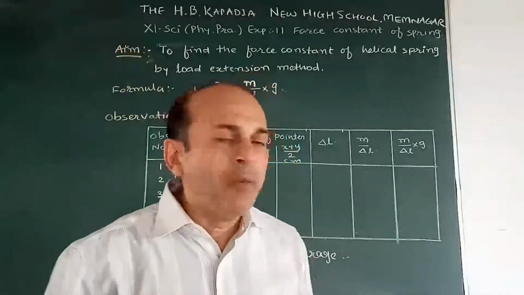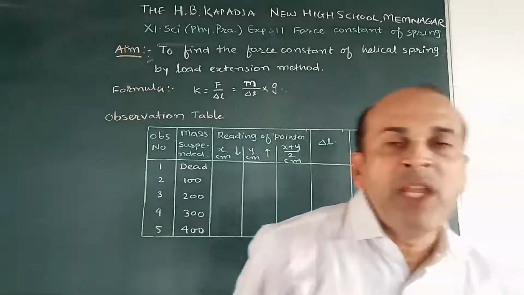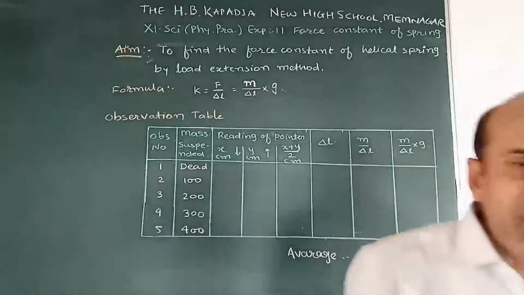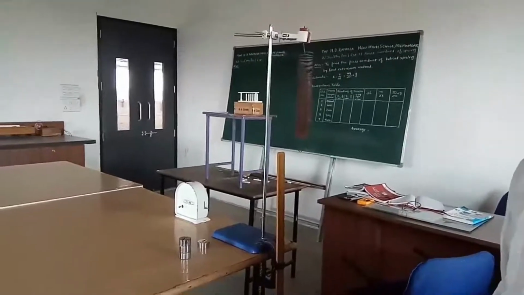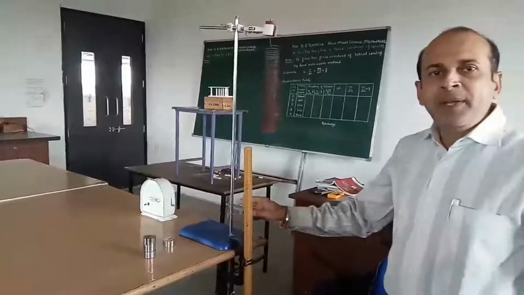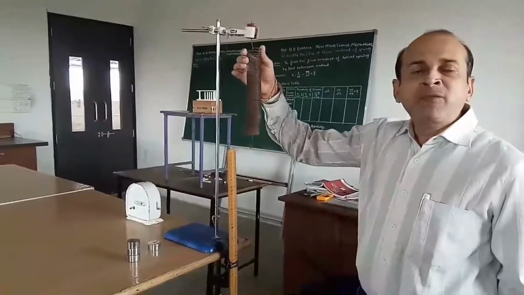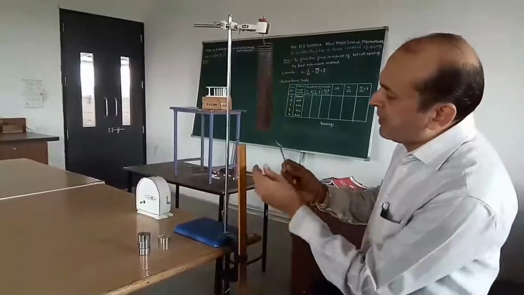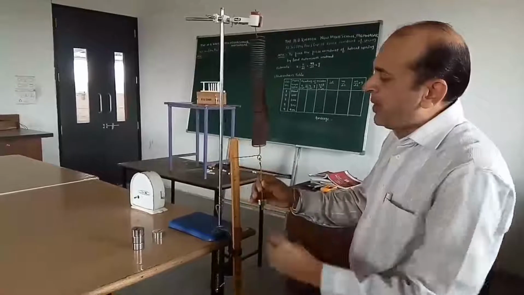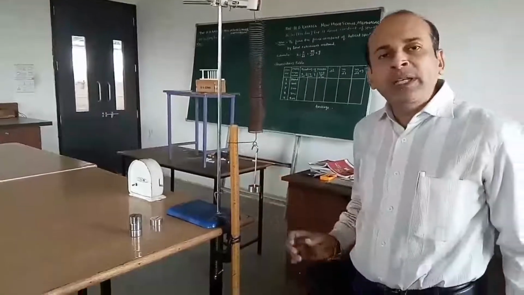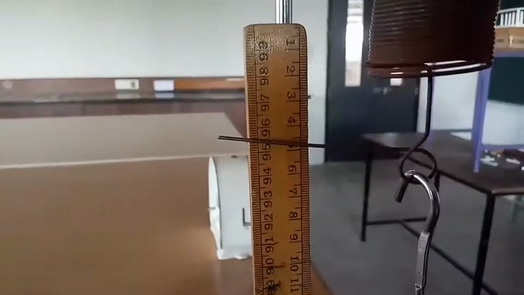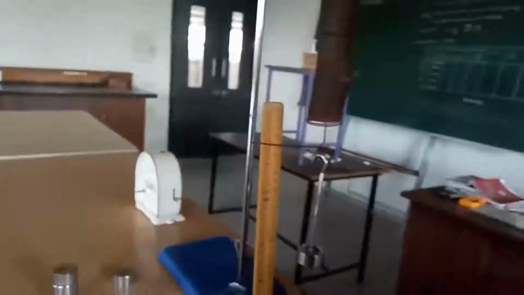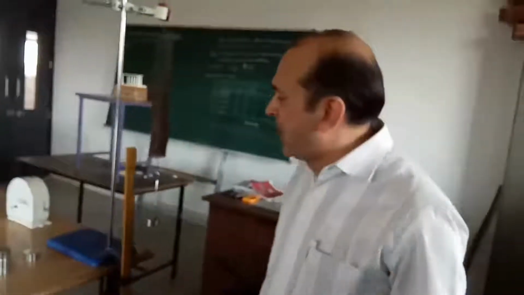Now let me perform the experiment. So here we have arranged the apparatus. Let me start the experiment. Now here is the arrangement. The spring's one end is a fixed end. Its reference we have arranged as scale. Now first place the hanger only, that is called the dead weight. And for the dead weight the reading is equal to 5 centimeter.